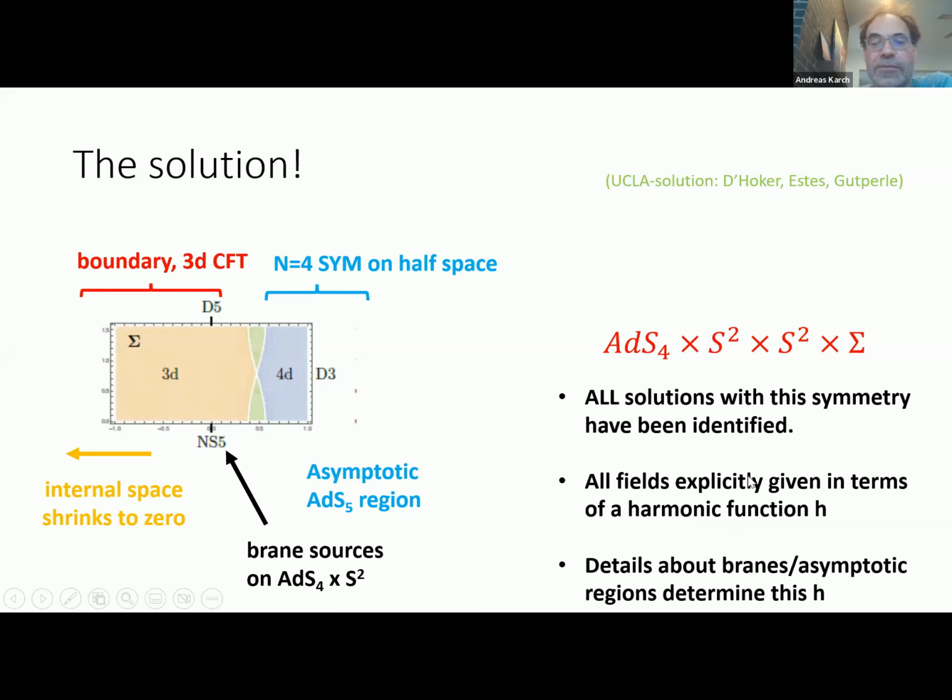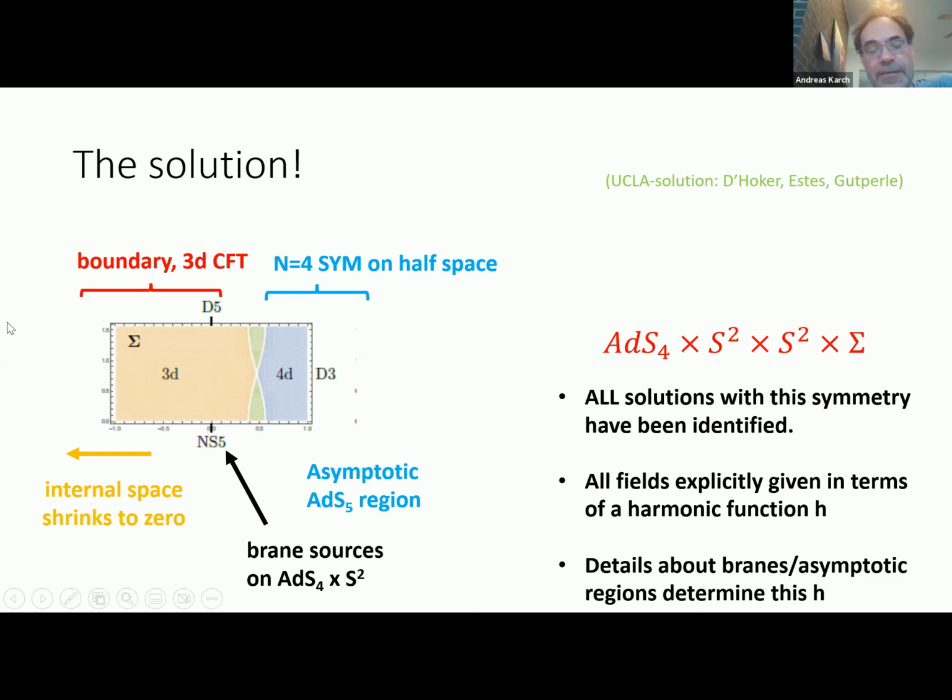You can write down the full solution explicitly in terms of some harmonic functions. And then the details of exactly what quiver you want to describe, what sandwich of NS5 branes, D5 branes, and D3 branes you're after, that gets all encoded in these harmonic functions. So they didn't just write down one solution, they wrote down a large class of solutions. For now, we're interested in one particular one, the one that corresponds to this N=4 theory on half space that I described to you before. This is roughly how the solution looks.